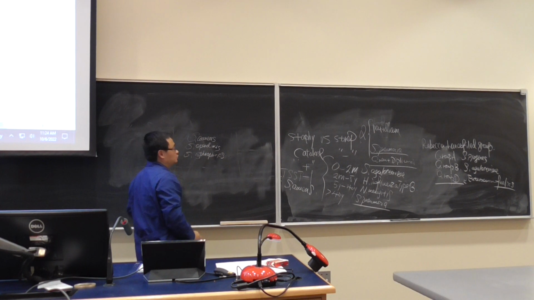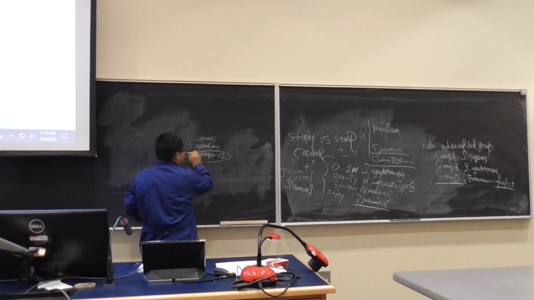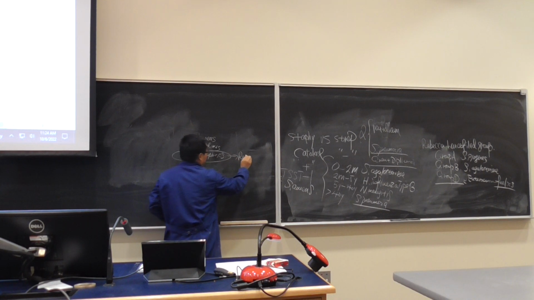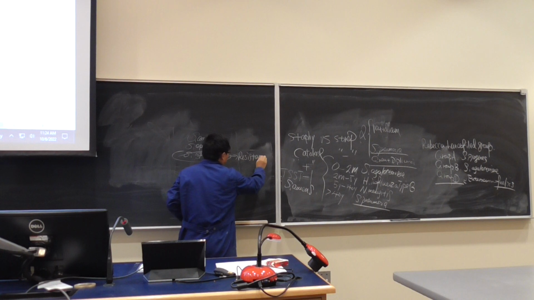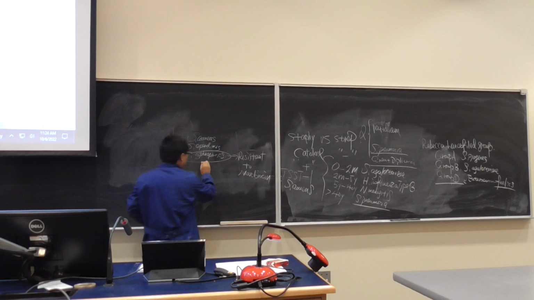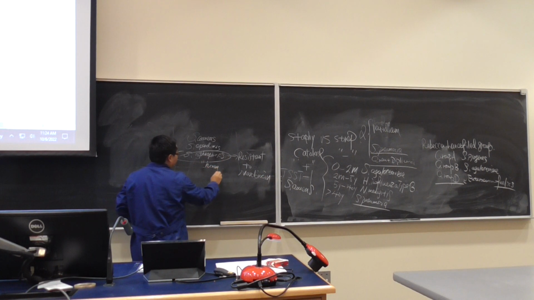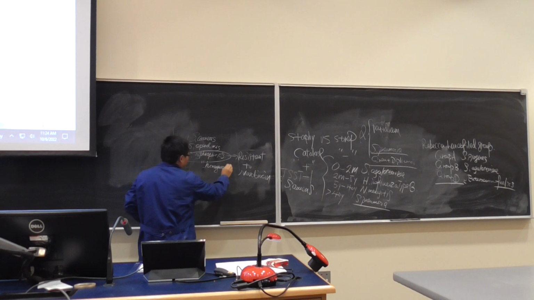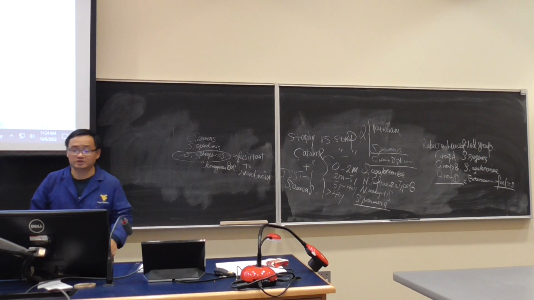Which one is resistant to novobiocin? Is that right? Low concentration novobiocin, and a urinary tract infection bacterium. Okay, Staphylococcus saprophyticus.